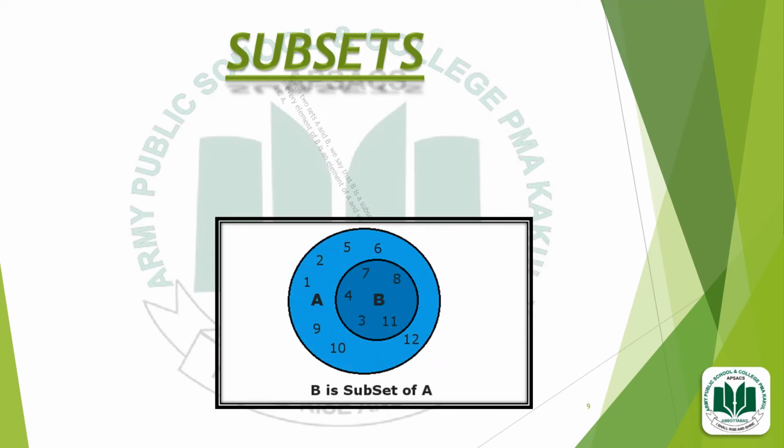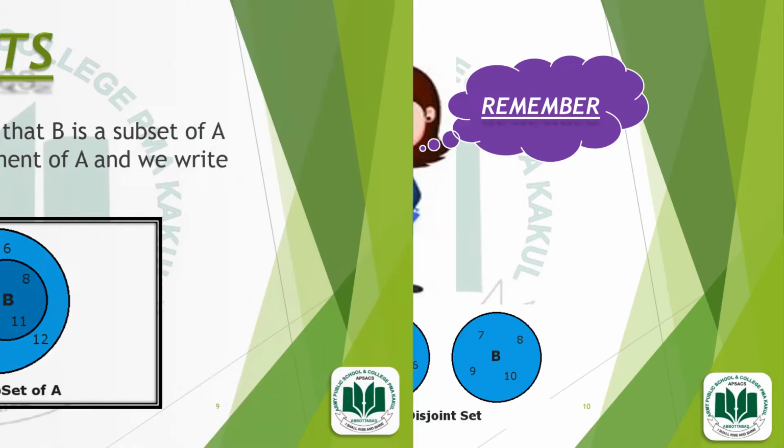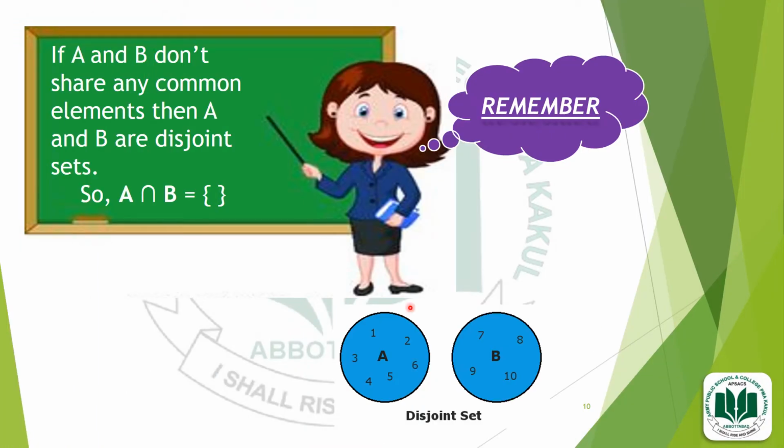Subsets. Given two sets A and B, we say that B is a subset of A if every element of B is an element of A. And we write it as this. This is the symbol for subset. If A and B do not share any common elements, then A and B are disjoint sets. So if we find out their intersection, that would result in an empty set.